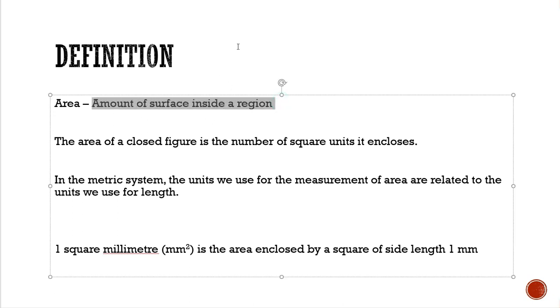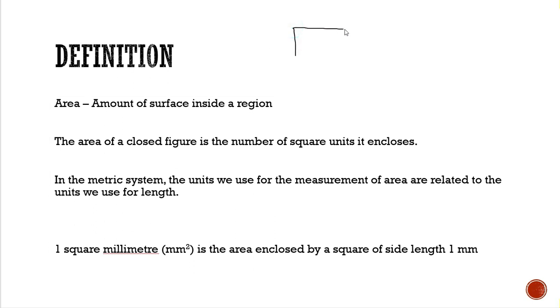So area means the amount of surface in a certain region. For example, there is a boundary you're talking about. So this is our region, or the figure, that we want to compute the area of. We're only talking about the amount in this region. It's only a 2D shape, and what's the amount in that region.